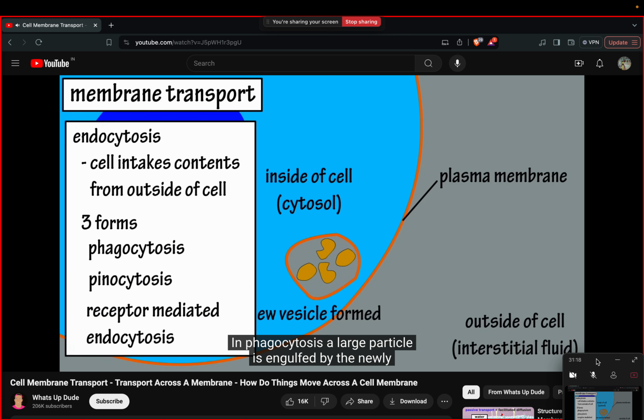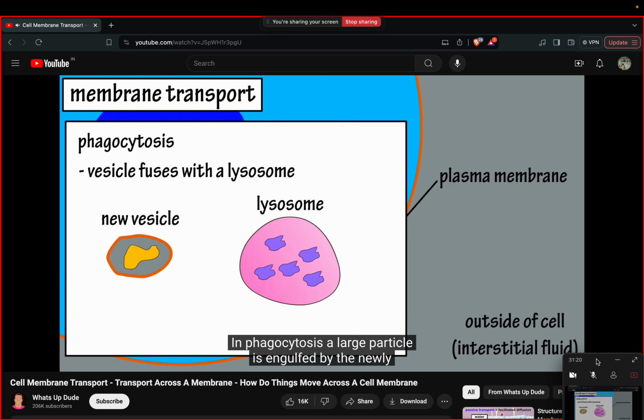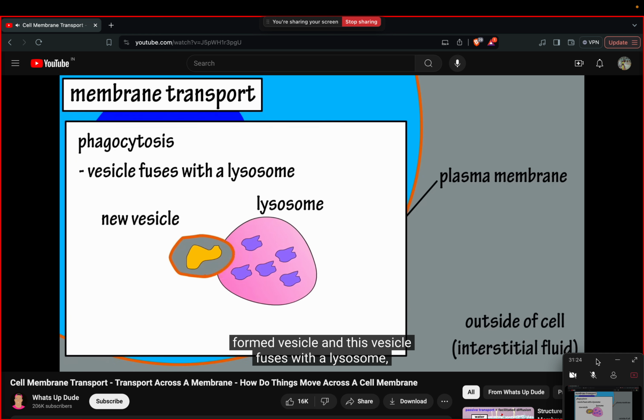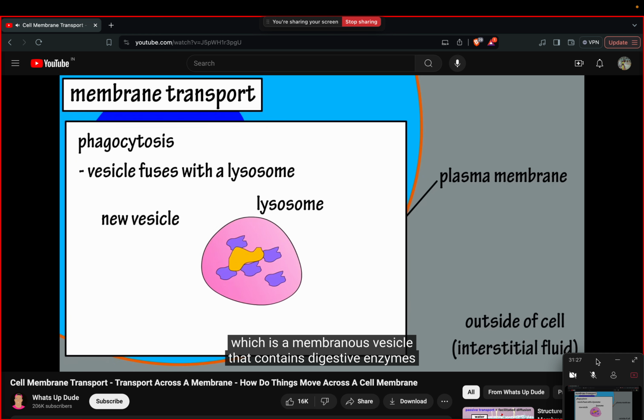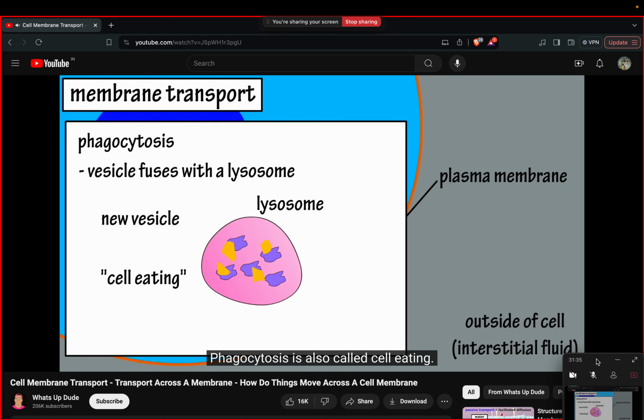In phagocytosis, a large particle is engulfed by the newly formed vesicle, and this vesicle fuses with a lysosome, which is a membranous vesicle that contains digestive enzymes that break down the particle into its component molecules. Phagocytosis is also called cell eating.